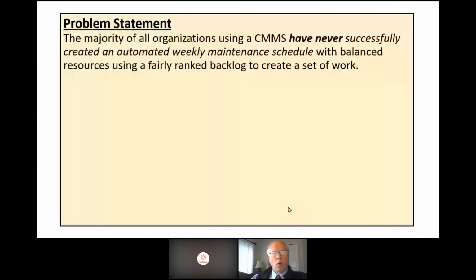Problem statement. I've got 4 of them. The majority of all organizations, using a CMMS, have never successfully created an automated weekly maintenance schedule. I need to underline the word automated because that's a key part of this. With using balanced resources and a fairly ranked backlog to create a set of work.